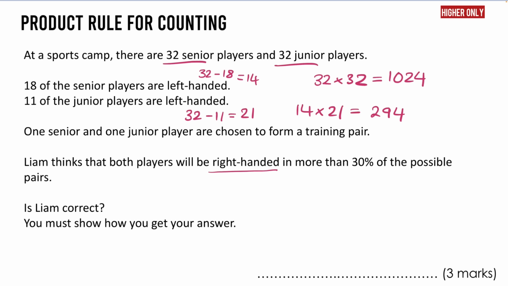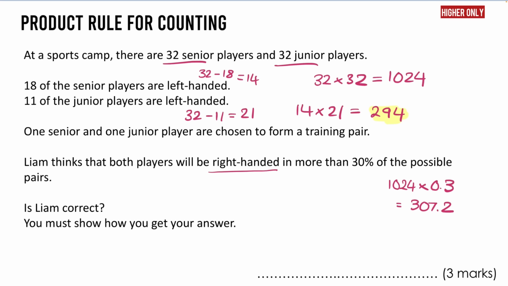Now we want to work this out as a percentage. Now there are two ways of answering this. We could work out 30% of 1,024. That's one option. So we could do 1,024 times 0.3, which will work out 30%. Now that gives us an answer of 307.2, and that would be 30%. Now we have already worked out that only 294 of the options are going to be possible right-handed pairs, whereas 30% is 307.2. So Liam is wrong because there is less than 30%.